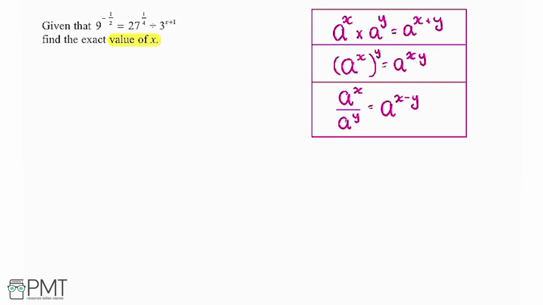But look at the equation that we've been given. We see we've got loads of different bases. We've got a 9, 27, 3. So that's going to make it harder to work with. So we need to see if there's a way we can get them all to be the same base. And I think we can make them all a base of 3.